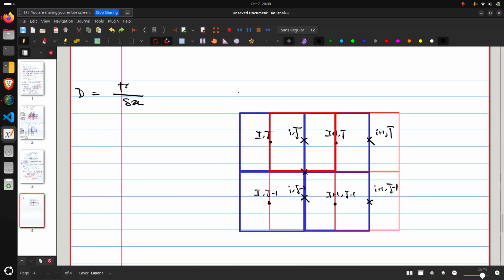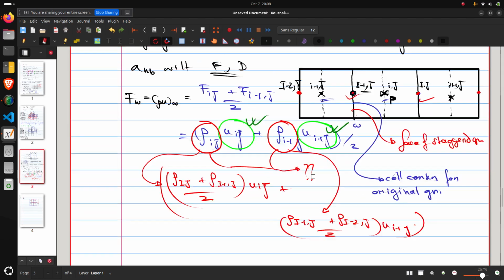Let me just take 1 minute. I'll rewrite these indices to make it consistent. Don't worry, these are also correct. I plus 1 is not there, it is I minus 1 actually. This is capital I capital J, this is capital I minus 1 capital J. I think it's a mistake on my part only.